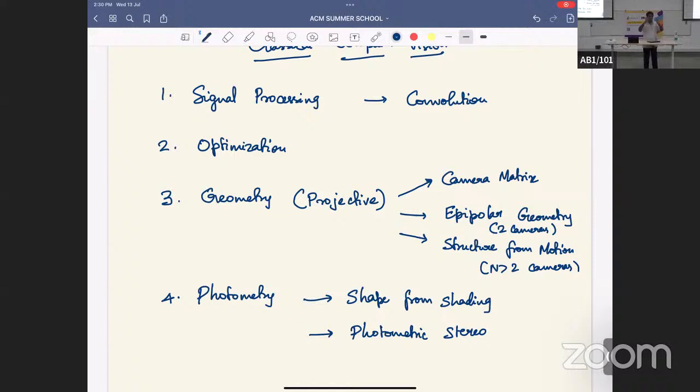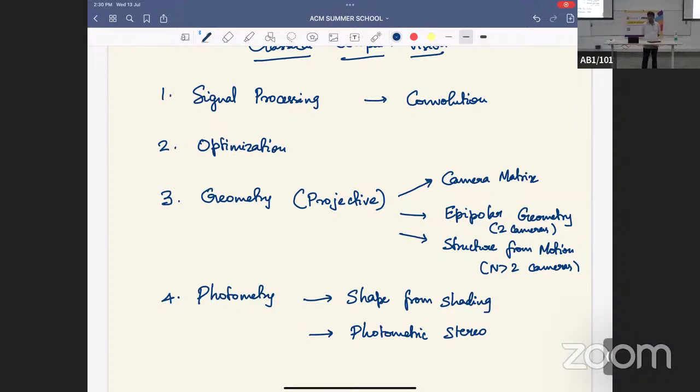So 3 or more photos are required in this class of problems, where in a classical setting, you can solve and get the 3D information of the scene. Yes. Okay. So these are the things involved.